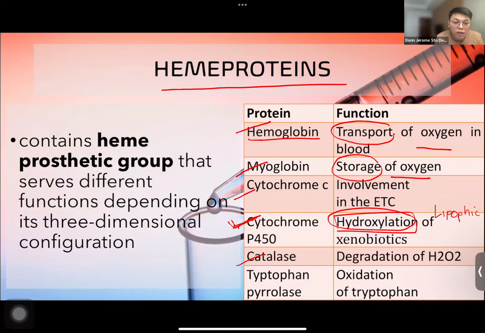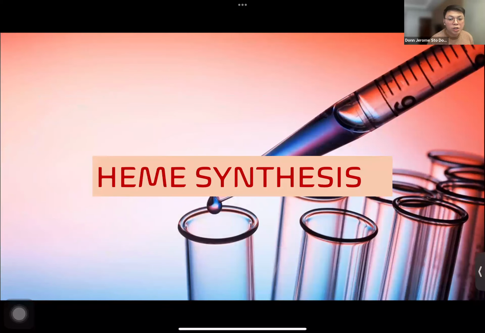Next, catalase, you've already encountered this. This is responsible for the degradation of hydrogen peroxide to water and oxygen, and tryptophan pyrrolase for oxidation of tryptophan. Any questions with porphyrin and heme, the structure? Guys, may question po? Heme and porphyrin. So I'll take that as a no.